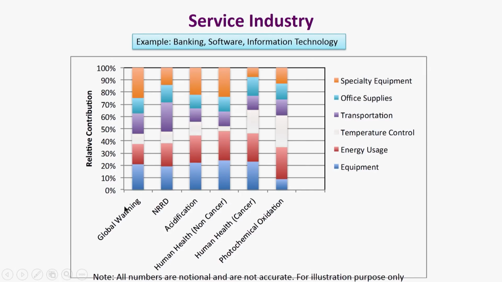The magnitude may be different, the actual magnitude of global warming potential may be different from a service industry as compared to a power plant, but it does still exist and people are required to do it, and these categories are of course different. You see that here we have things like equipment that a company might have, energy usage, temperature control, because air conditioning is a big part of some of these industries, and then transportation is a big part, office supplies, specialty equipment. Hospitals for example are a service industry, and hospitals have a very large potential for a lot of things, and therefore it has to be evaluated.